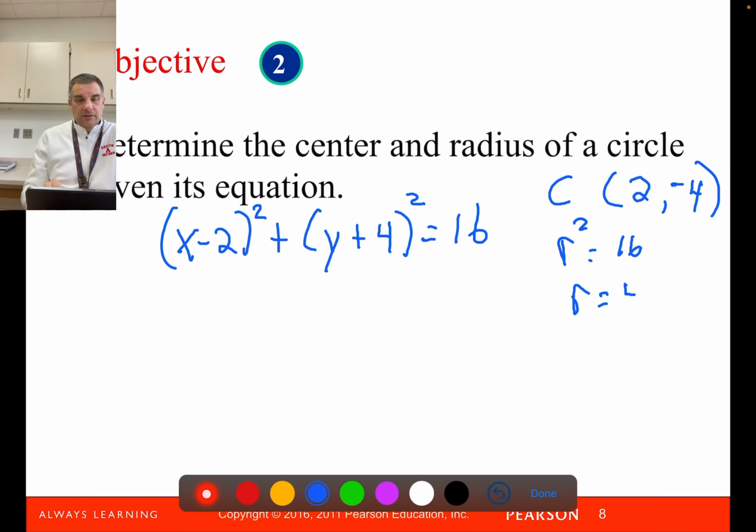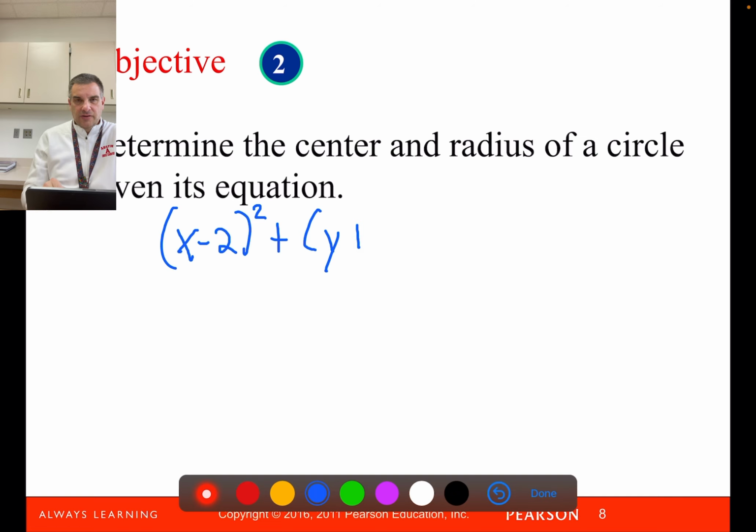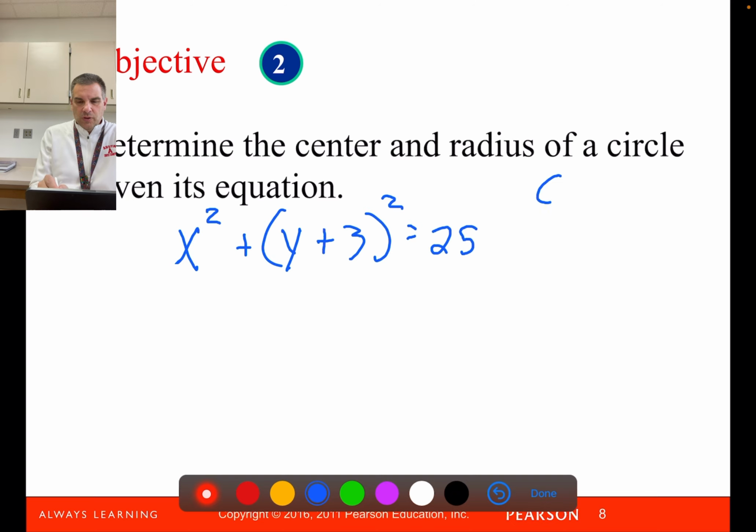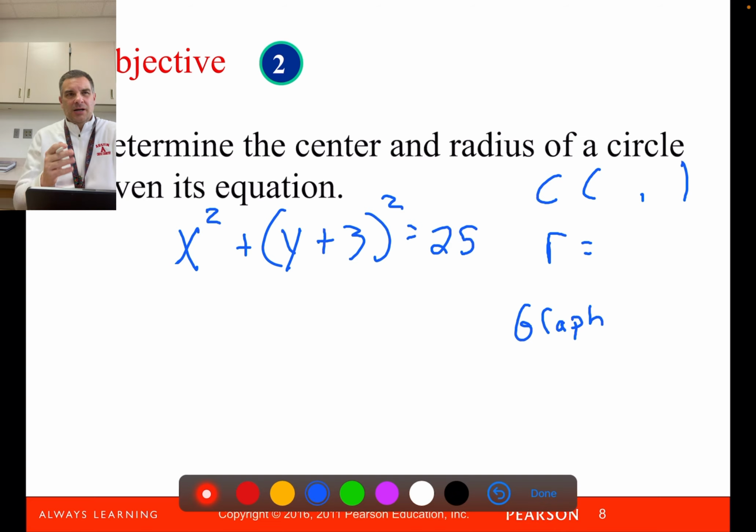Let's look at another one. I'm just going to erase this because the screen goes to something goofy. Let's go with x squared plus y plus 3 squared equals 25. This time I want you to find the center, find the radius, and also sketch the graph of it. I'll give you a couple seconds to do that.